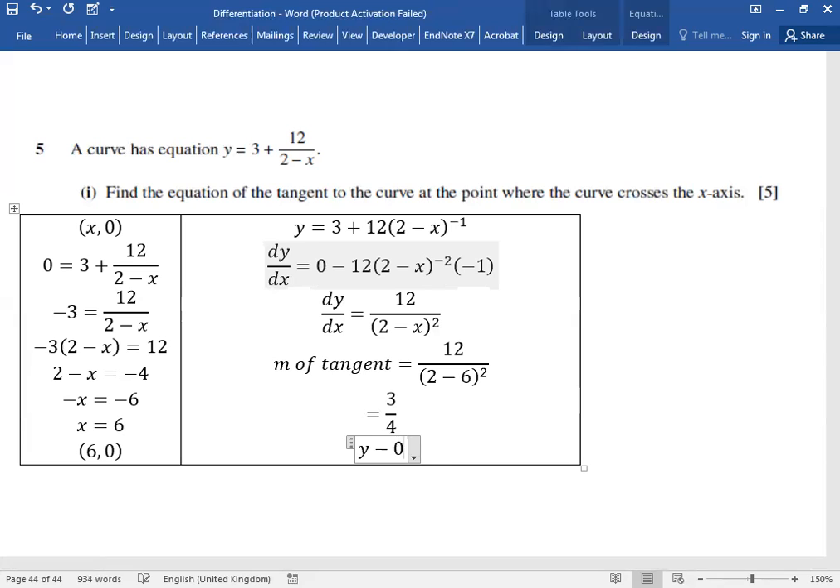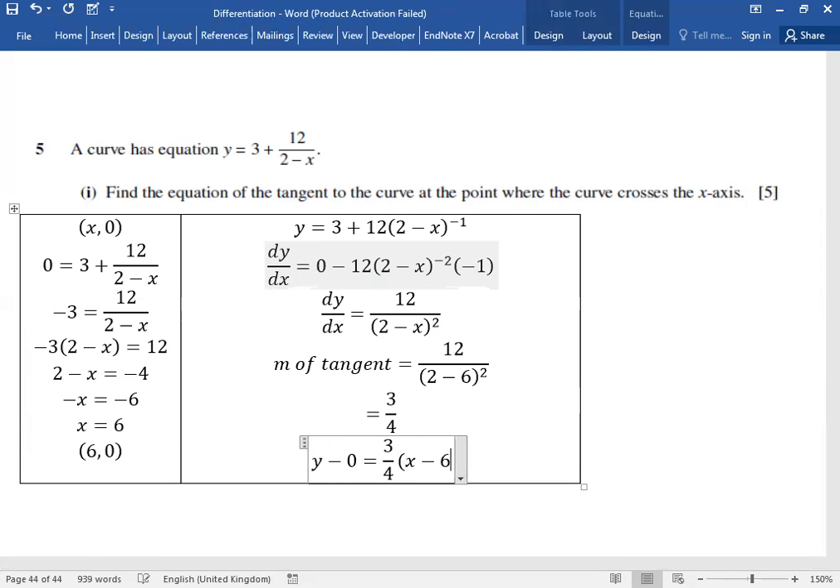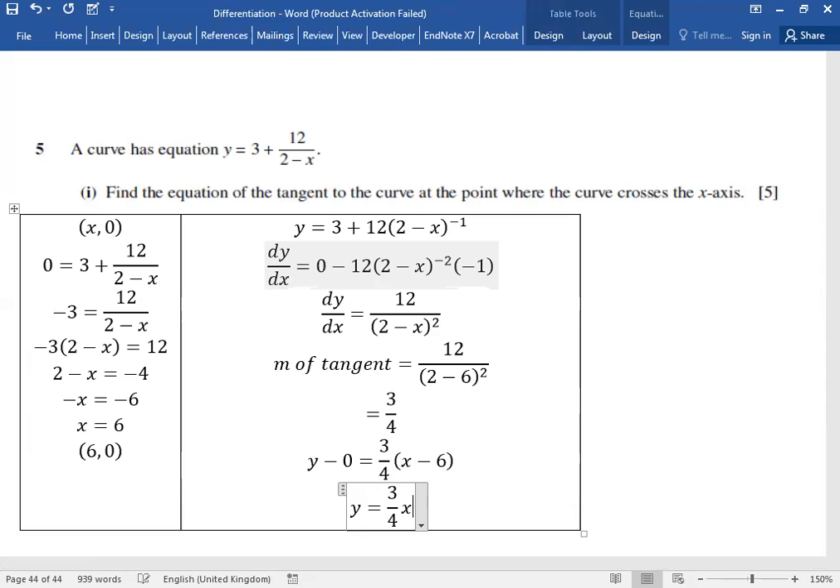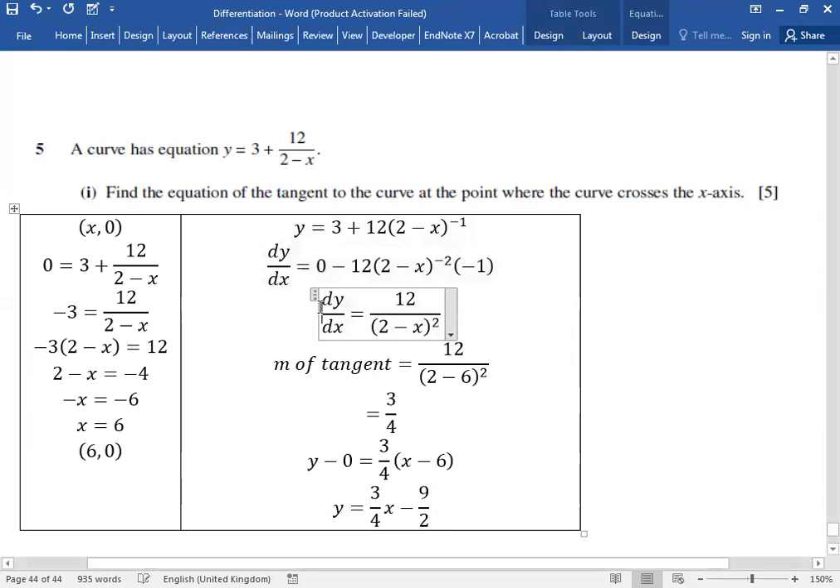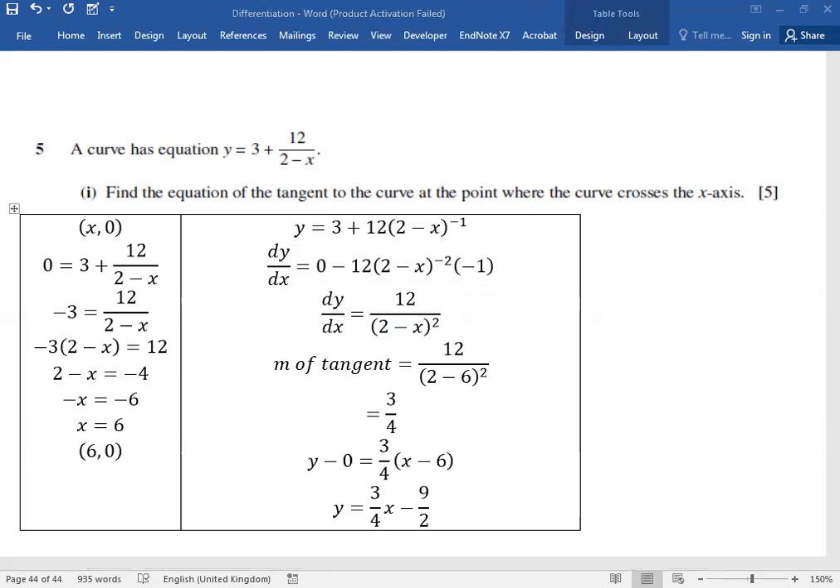y minus y1 is equal to m times (x minus x1). We have change in y, and dy by dx is automatically a gradient function. If you put the value of x in it, you will get change in y over change in x. So you ask at which particular point do we need the gradient? We need the gradient when x is 6. Plug in 6 for x, and this is the equation of the tangent.